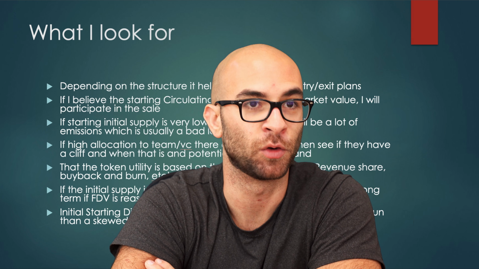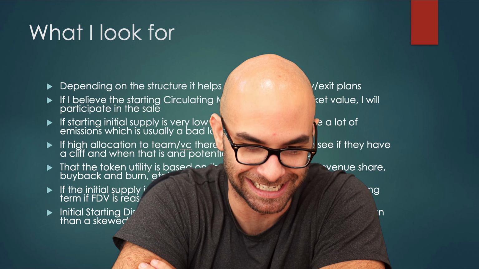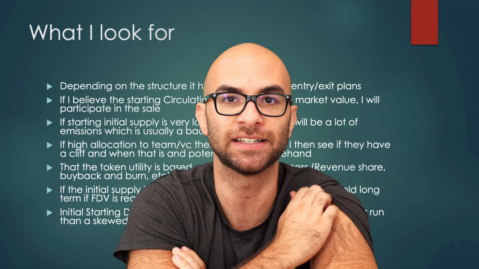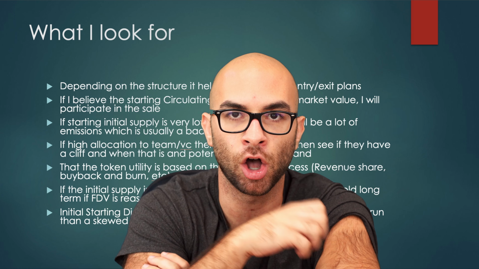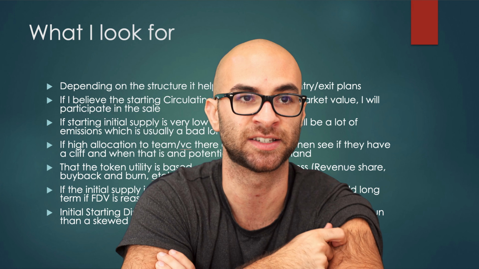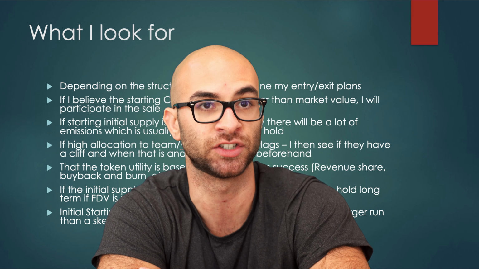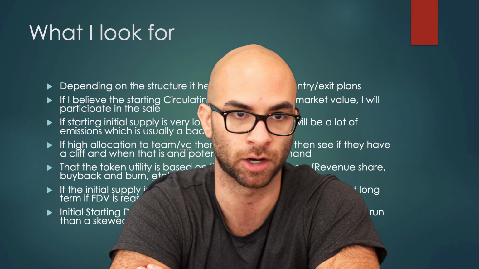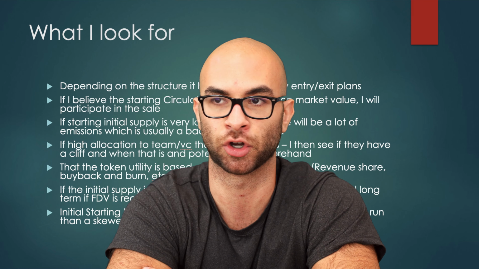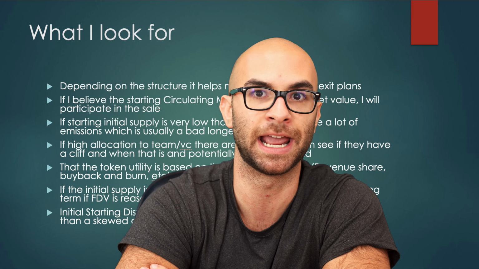Now, you might be wondering, what numbers should I look for in each allocation? And it's really hard to say, guys, because there isn't necessarily a right or wrong with a lot of these different tokenomics, but more so what you're looking for is what your entry and exit strategy is going to be based on the details that are presented. Okay, I know that the initial circulating supply is only going to be 8.5%.